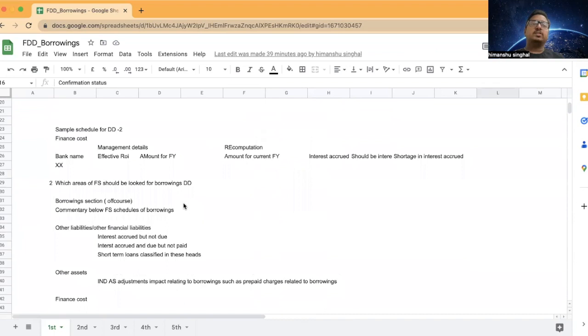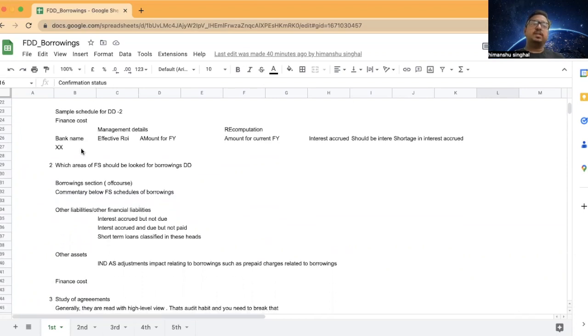Now, for the second schedule, you will make the finance cost. In audit, finance cost is more relevant because you try to recompute and match whether there is adequate accrual. But here with us also, it is a very important schedule. So I have listed down a sample here. In this, first is the bank name, then the effective rate of interest, and how much amount is for financial. All this information is given by the management or in the financial statements.